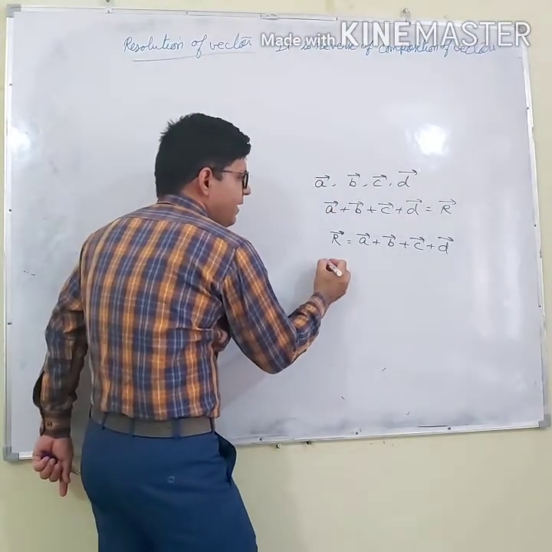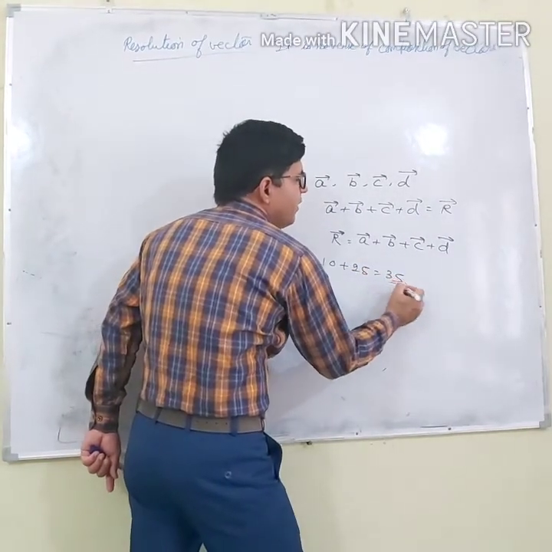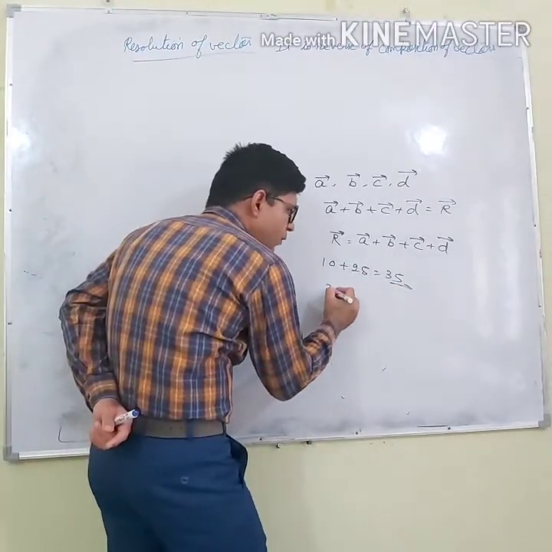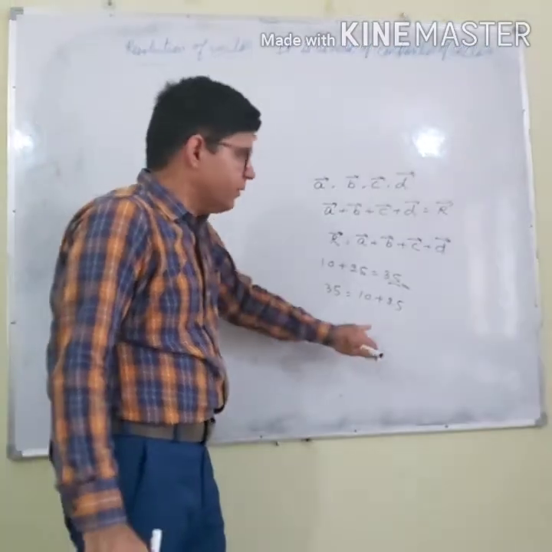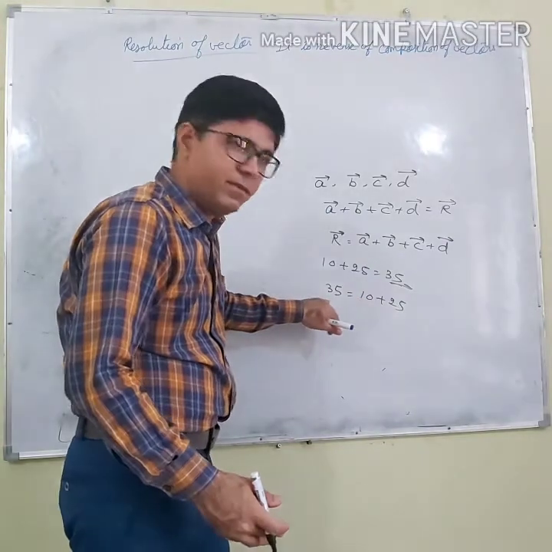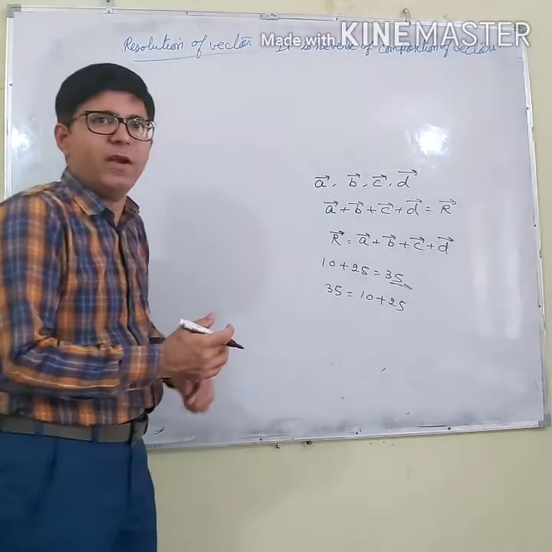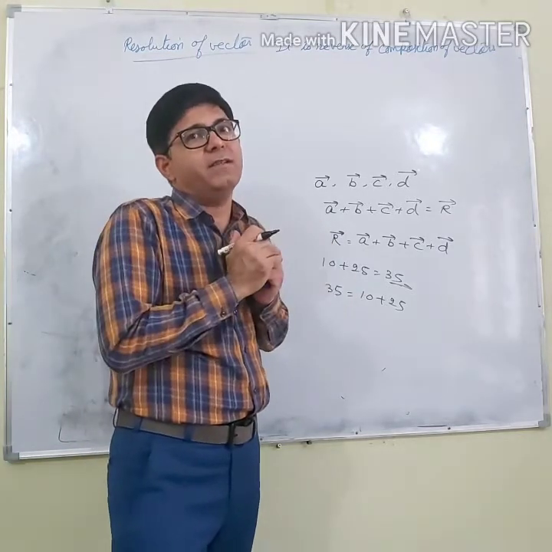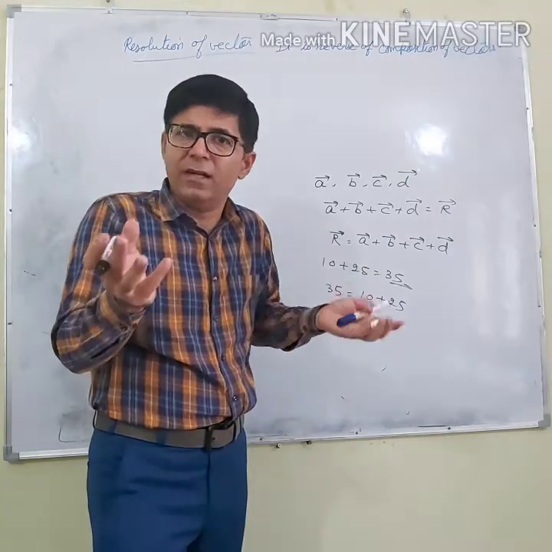In simple terms, if I say 10 plus 25 equals 35, this is the addition. And if I want to split 35 into two parts, 10 and 25, this is the resolution. That is, I am splitting in such a way that their sum gives the number itself, that is, 35. Now I think the concept of resolution of vectors is clear. That is, split the vector into a number of vectors such that their combined effect gives the vector.